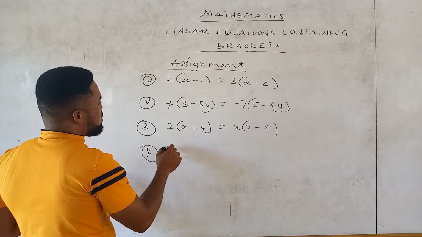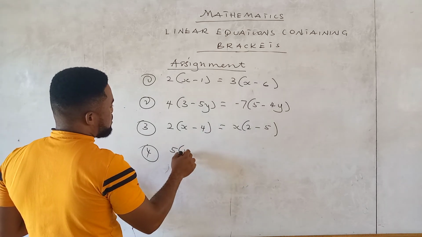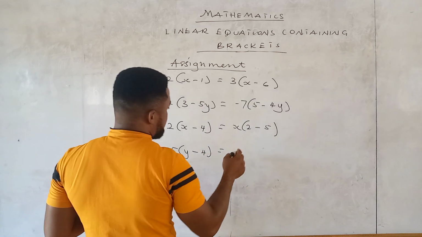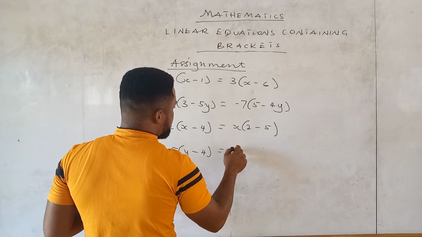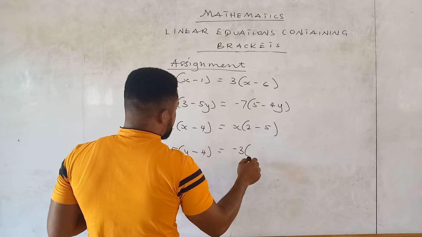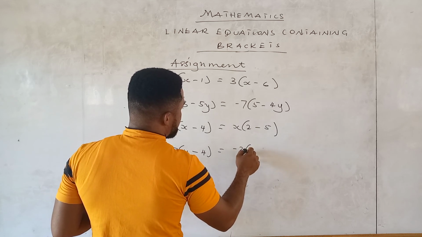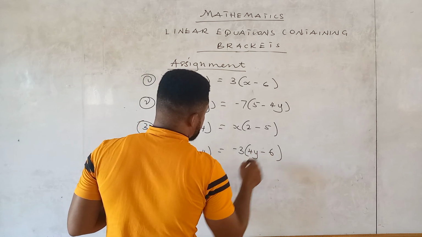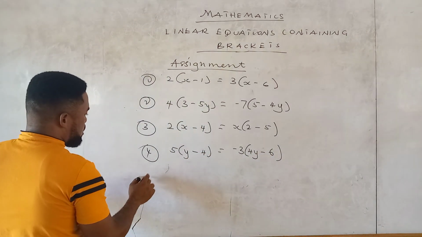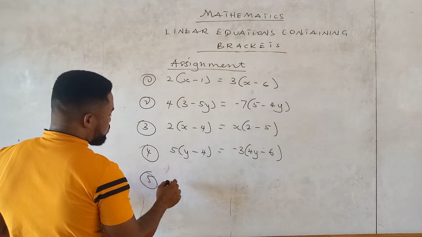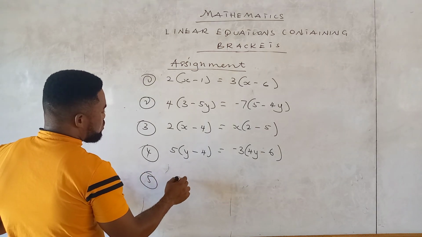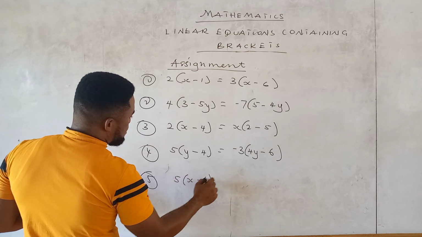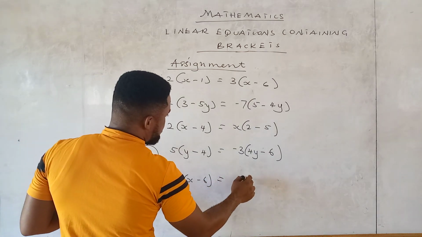Then 5 into bracket y minus 4 equal to 3 into bracket 4y minus 6. Then the last one: 5 into bracket x minus 6 equal to 28.